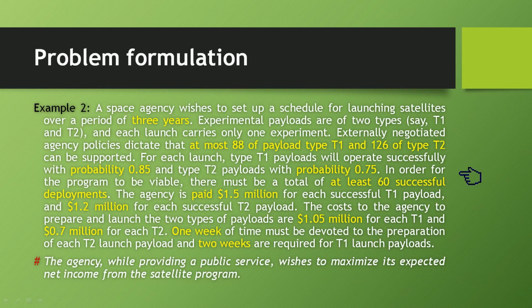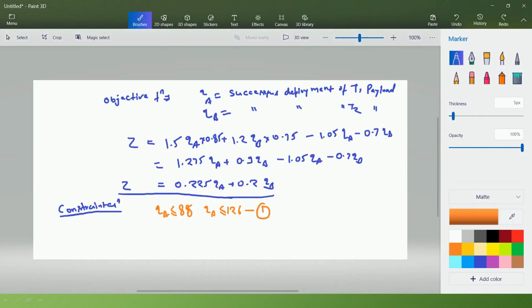Read this line. In order for the program to be viable, there must be a total of at least 60 successful deployments. So that means it should be greater than or equal to 60. QA plus QB. The probability of successful deployment for QA is 0.85, so we have to multiply here by 0.85, and for QB it is 0.75. Okay. Let me write it again. So this is our equation 2.